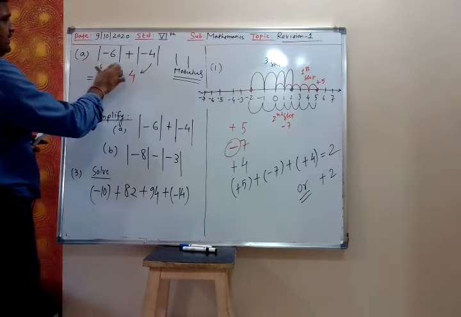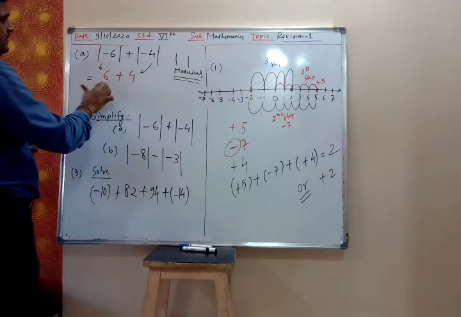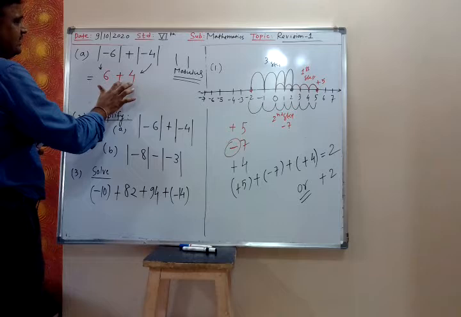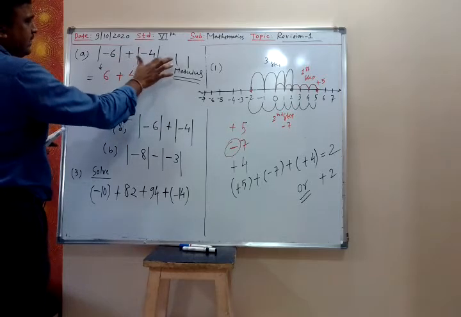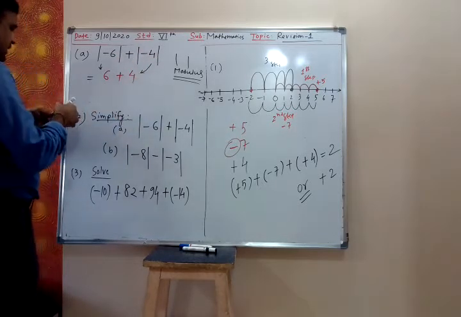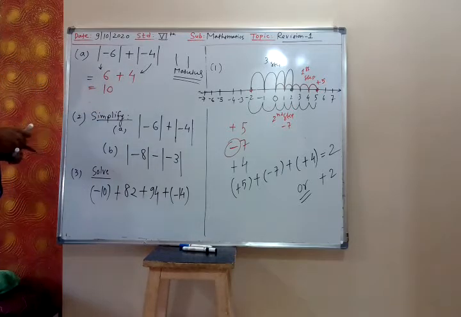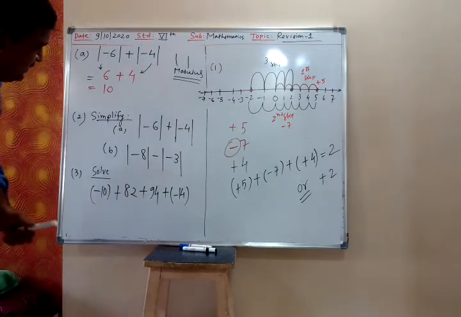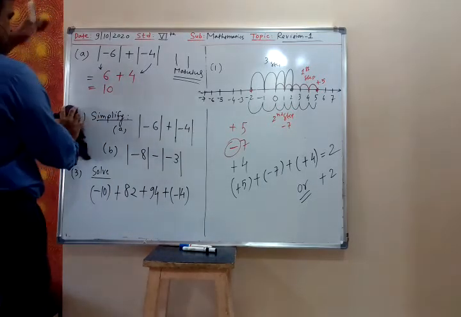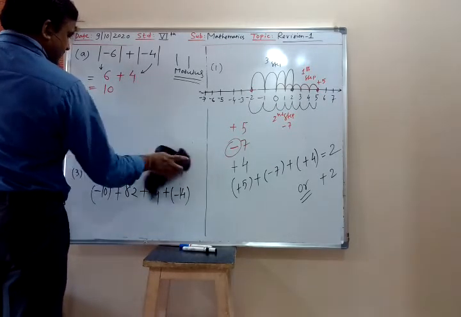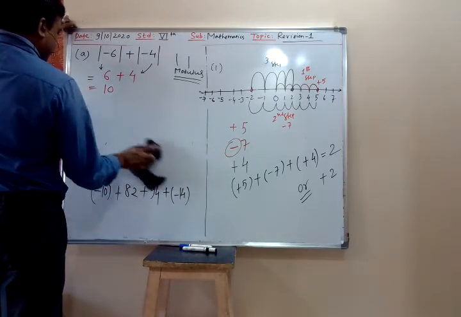So mod of minus 6. It is a modulus bracket. So minus 6 will become plus 6. Then the plus sign is outside the modulus bracket. We write it as it is. Then again we have a modulus bracket. Mod of minus 4 is 4. 6 plus 4 is 10. So the answer is 10. Now let us take the B part.